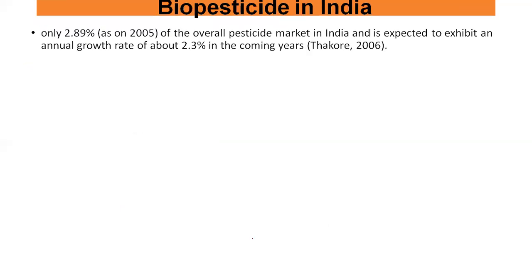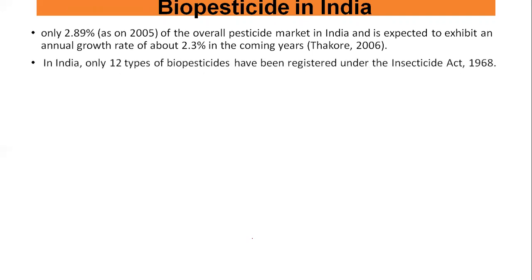So now in India, the share of biopesticide is only 2.89% as of 2005. The overall pesticide market in India is expected to exhibit an annual growth rate of about 2.3% in the coming years. This is the reference about the pesticide in India.